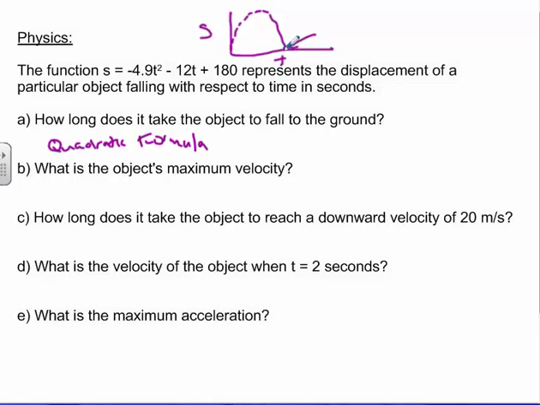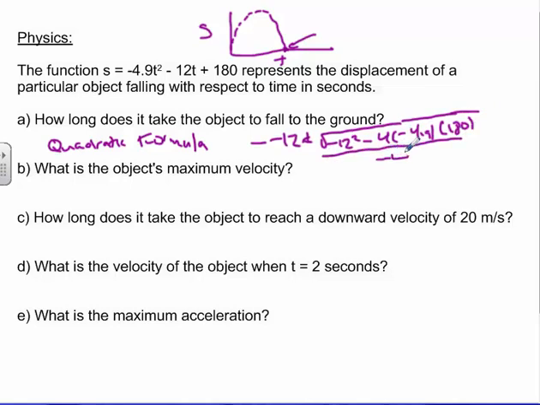So if I want to use the quadratic formula to find this x-intercept, I'm just going to go negative 12 plus or minus the square root of negative 12 all squared minus 4 times negative 4.9 times 180, all over negative 4.9 times 2. And then we just use our calculator to calculate the x-intercept. Now don't forget there's actually going to be two x-intercepts.